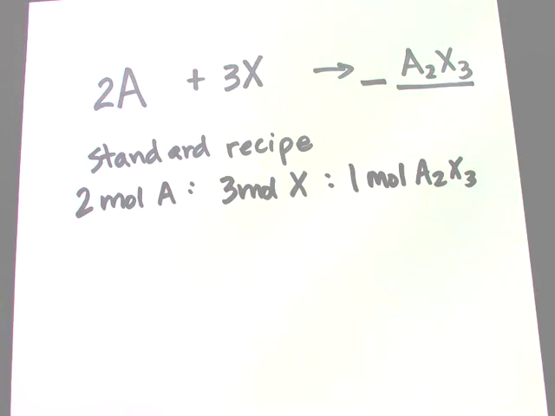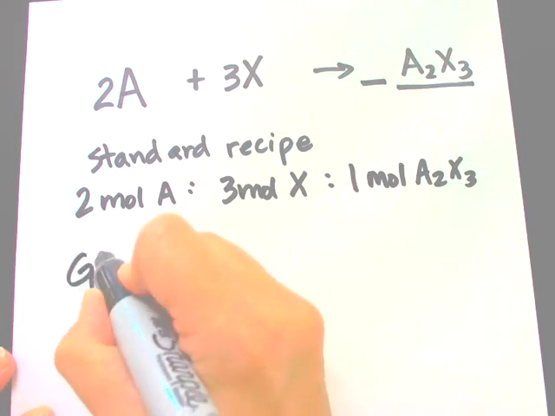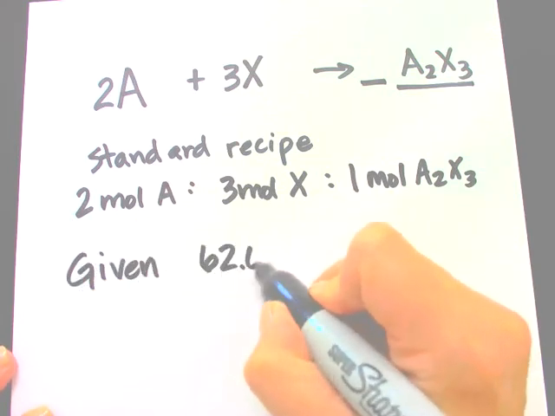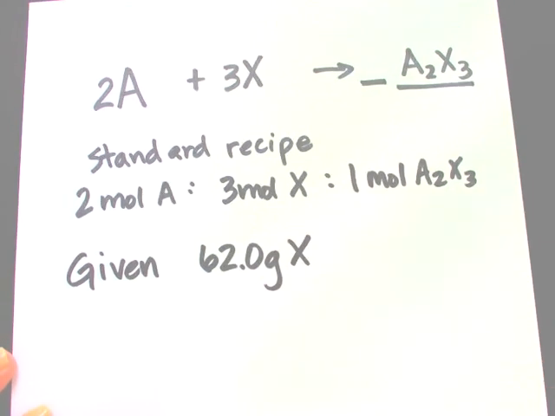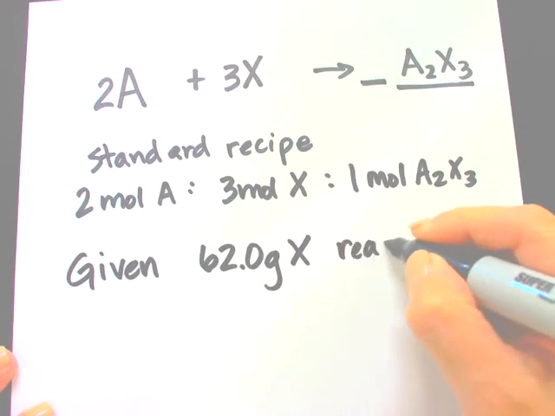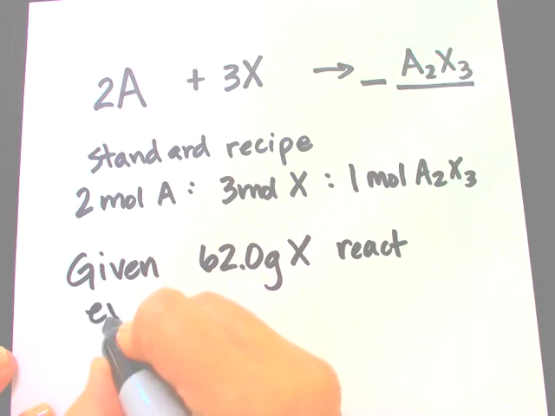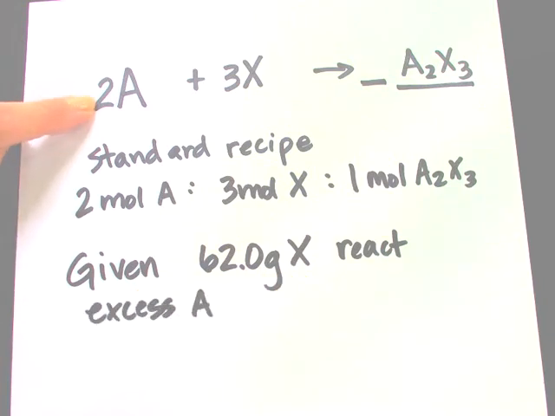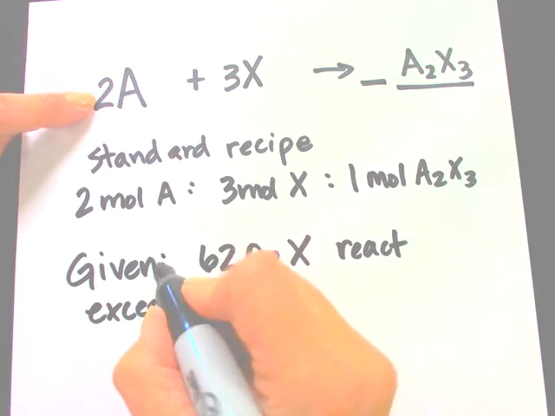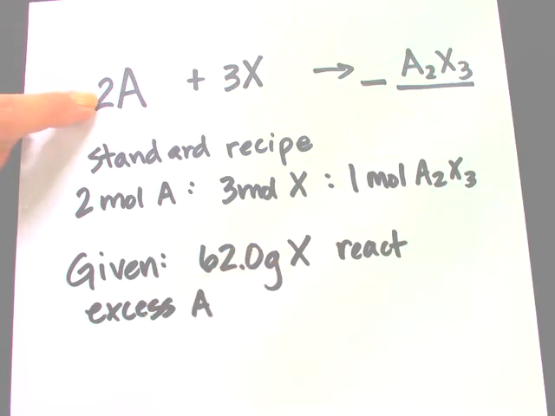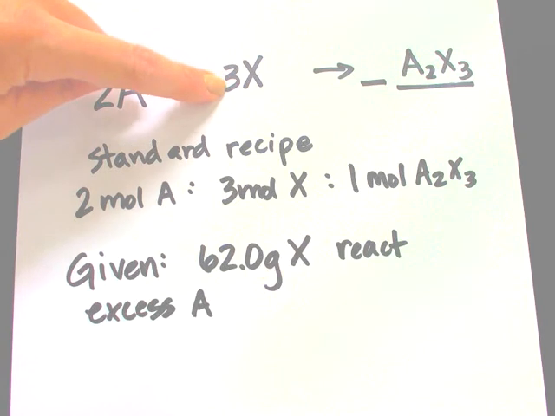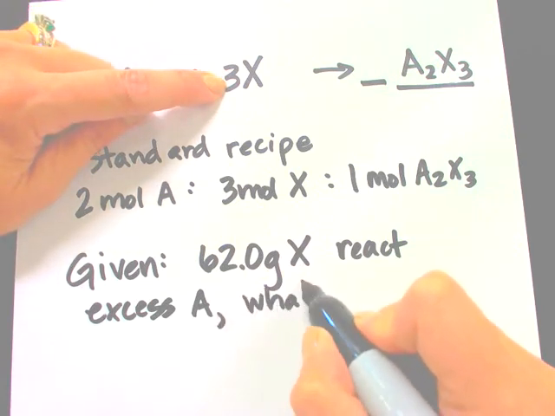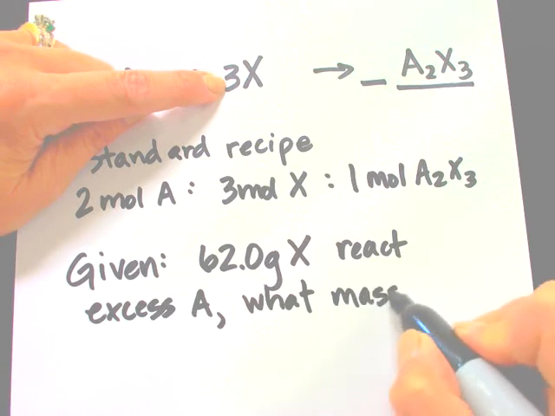So let's say that we are given 62 grams of X is going to react with excess A. So what that means is you don't need to worry about this substance here. You're going to have plenty of it. You're not going to run out of it. The question is, if you start with 62 grams of this, how much product can you make?